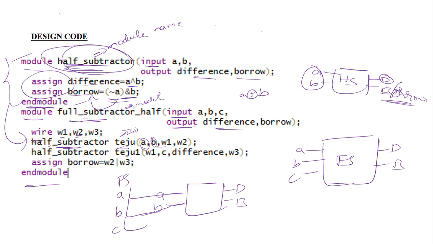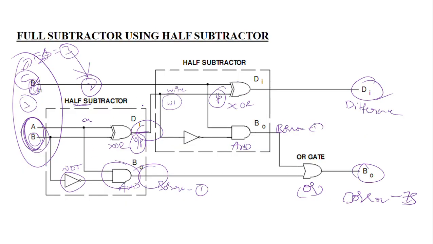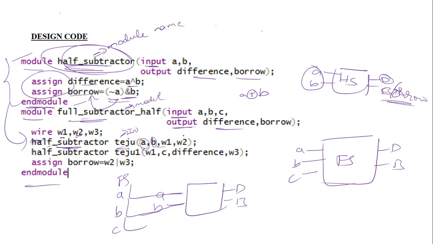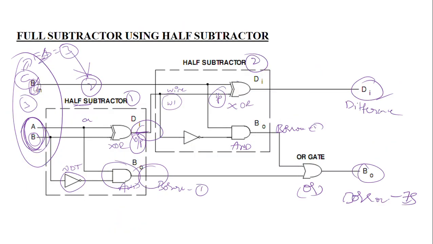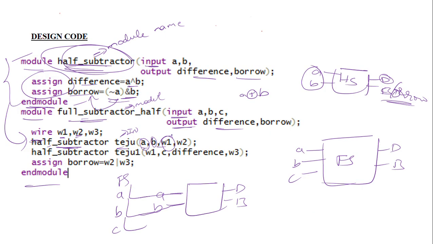So again, there is another half subtractor in the block diagram. This is half subtractor 1. This is half subtractor 2. So what are the half subtractor 2's inputs and outputs? One of the outputs of the first half subtractor is going to the input of the second half subtractor. So w1, as you can observe here, this output is going to connect to this input. So we simply write w1 as the input to the second one.